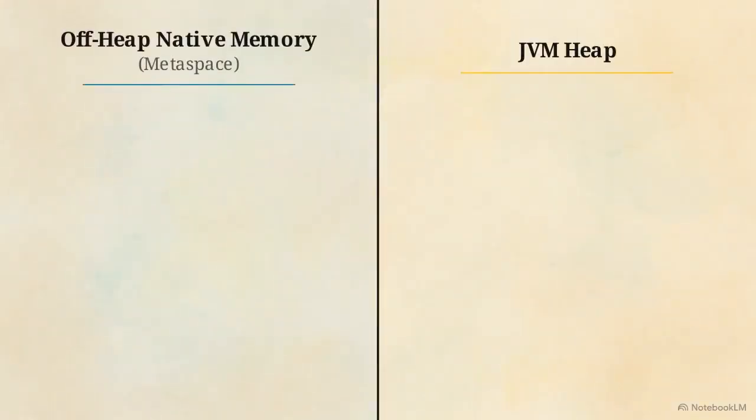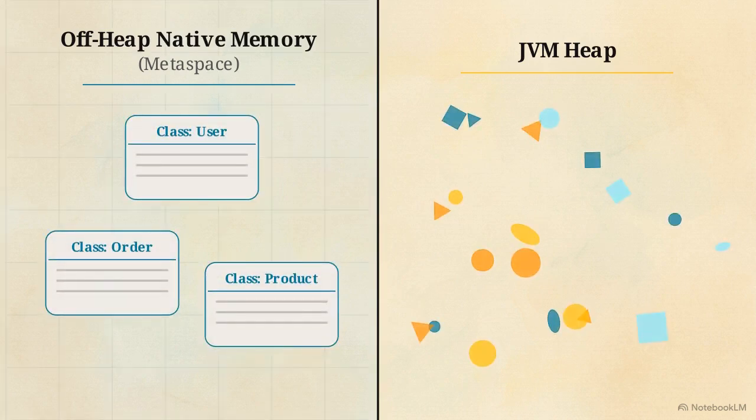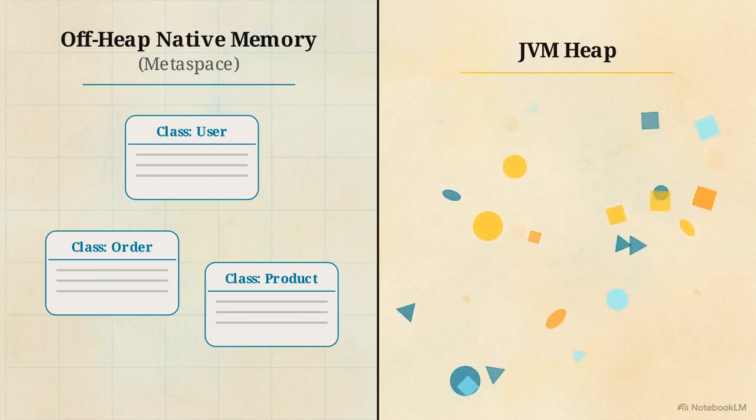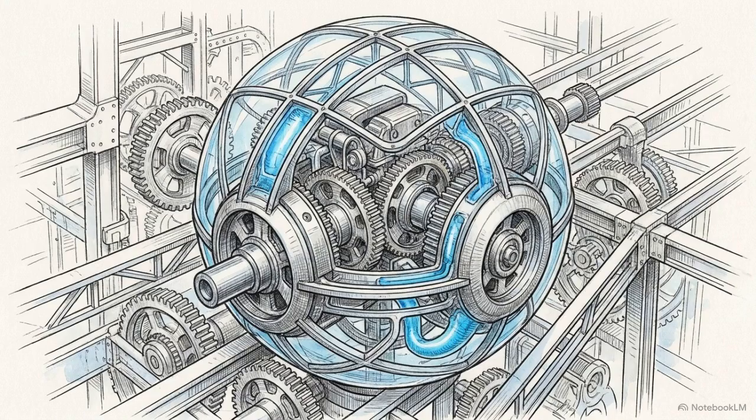By storing metadata in native memory, the JVM isolates the static blueprints of the application from the volatile object allocations filling the heap. This separation prevents metadata-heavy workloads from competing for heap space, though it shifts the management of class structures into the operating system's native memory pool. To maintain these shared spaces, the system relies on garbage collection.